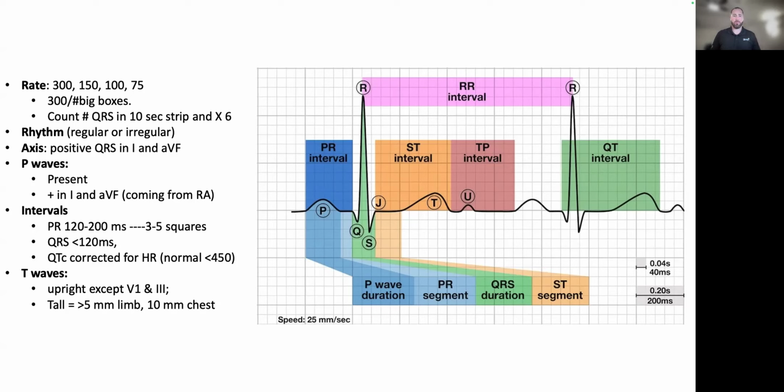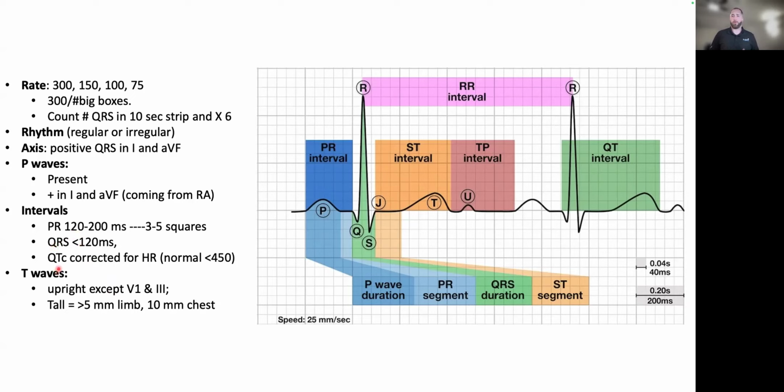And then you also look at the intervals. You're going to look at your PR intervals, make sure it's less than 3 to 5 small boxes. Remember, those are 40 milliseconds each. So 4, 8, 12, 120 milliseconds for that PR interval. And the QRS interval, about the same.